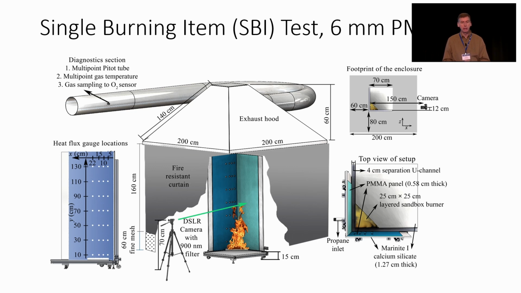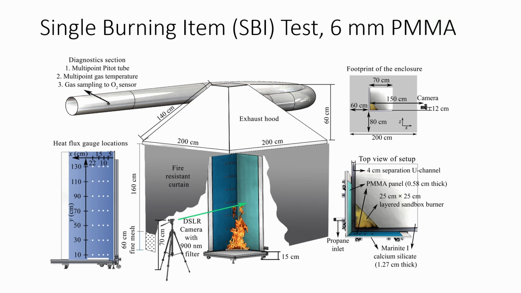One of them is known as the SBI, the single burning item test. This is used in Europe quite a bit. If you're interested in the flammability or combustibility of a wall lining, you take two representative panels of that wall lining, you form a corner, and you put a fire right at the base of those two panels, and you start the fire. The rate at which the fire spreads will give you some kind of indication of how flammable or combustible that material is.